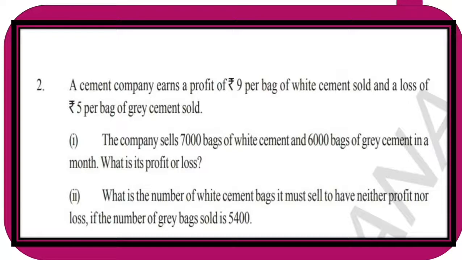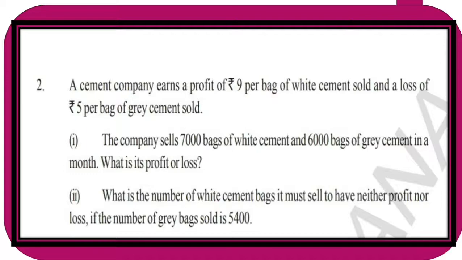So just see here. A cement company earns a profit of 9 rupees per bag of white cement. That means when the company sells white cement, they are getting profit. So profit amount is always indicated by plus. And when the company sells a grey cement bag, they get a loss, 5 rupees loss. I will explain the first problem, you do the second one.